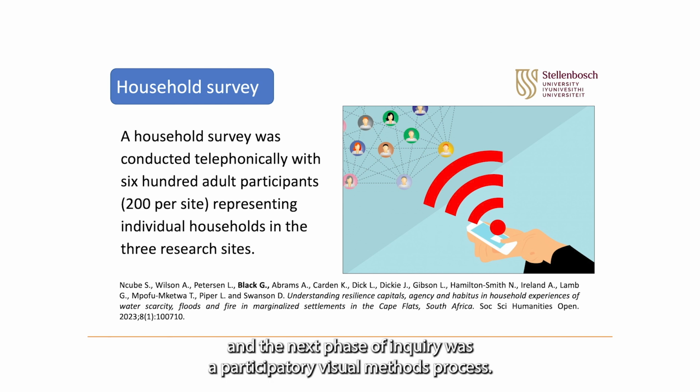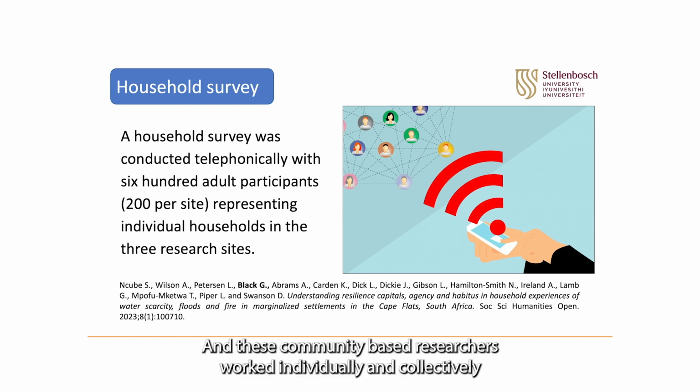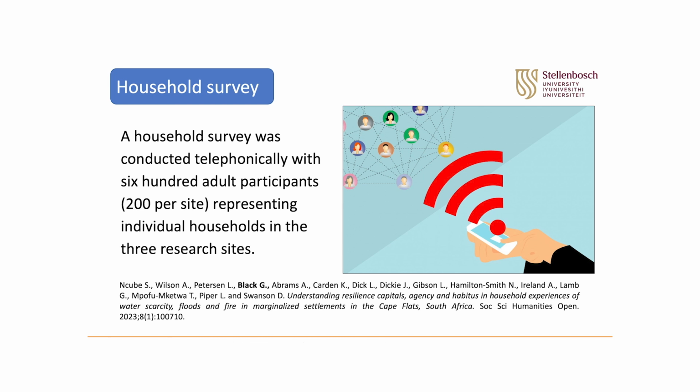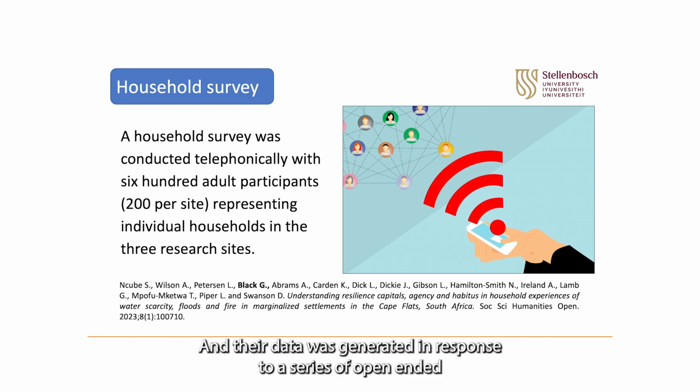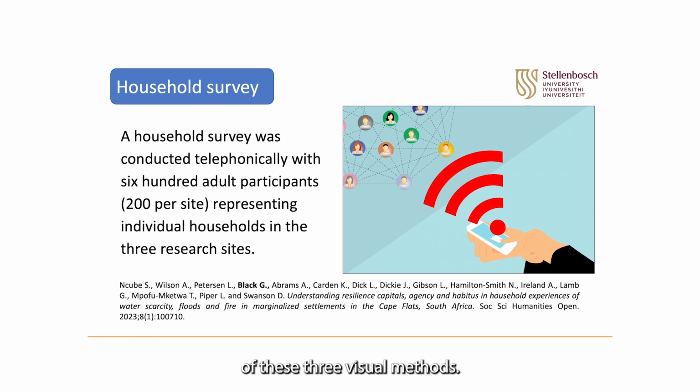And the next phase of inquiry was a participatory visual methods process, and it comprised digital storytelling, community mapping, and photo voice. And these 3 methods actively involved community members from the 3 sites as community-based co-researchers. And these community-based co-researchers worked individually and collectively to generate, to analyse, to interpret and to present their own data. And their data was generated in response to a series of open-ended research questions that were applied through the layered application of these 3 visual methods. So there was a progressive inquiry happening.